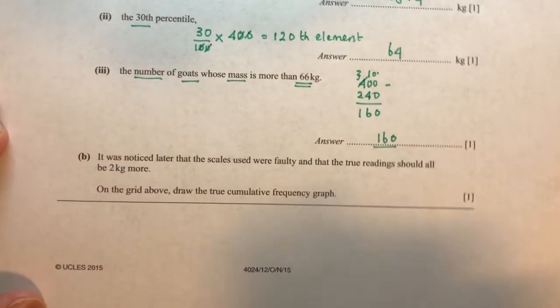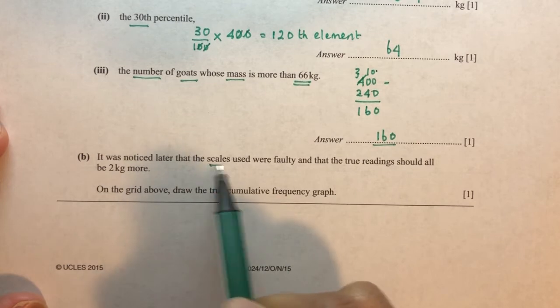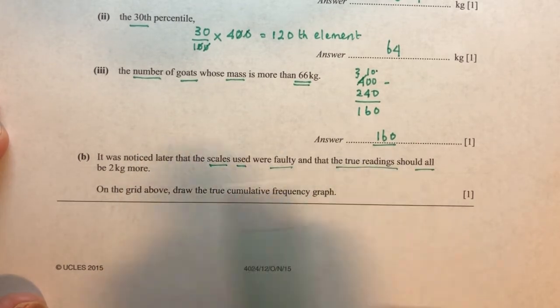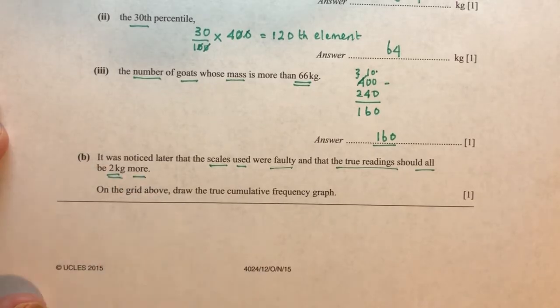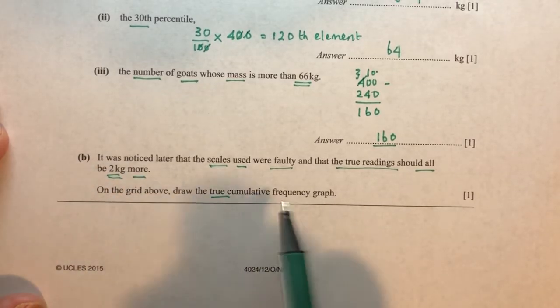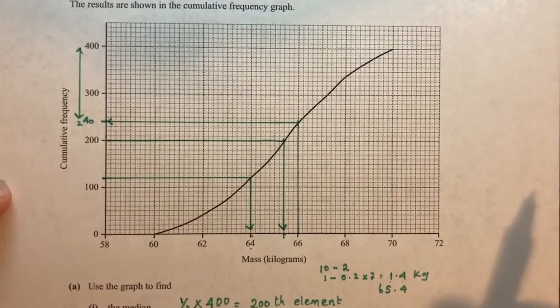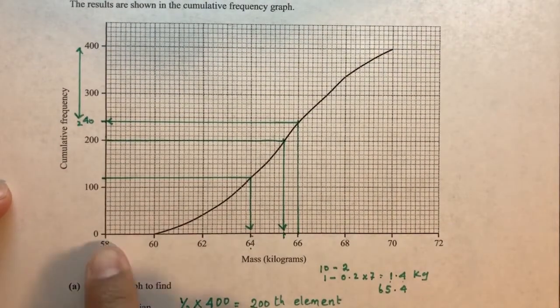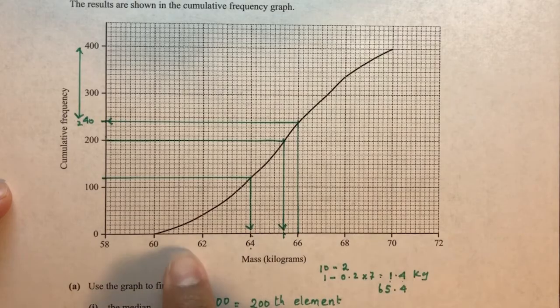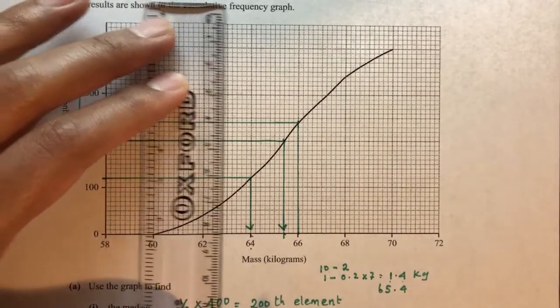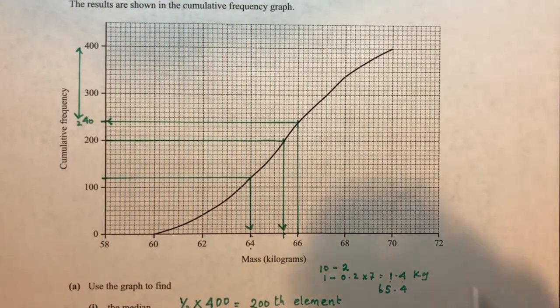So now moving on to part B. It was noticed later that the scales used were faulty, and the true readings should all be 2 kilograms more. On the grid, draw the true curve. So where's the mass axis? So this is the mass axis. Everything should be more by 2 kilograms. So we need to shift the curve by 2 kilograms to the right.